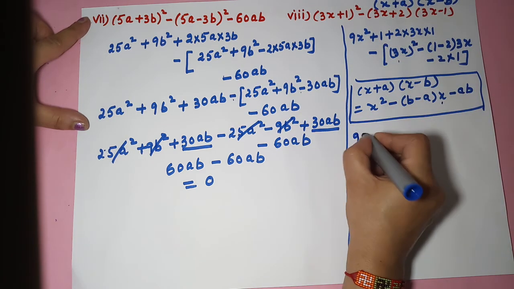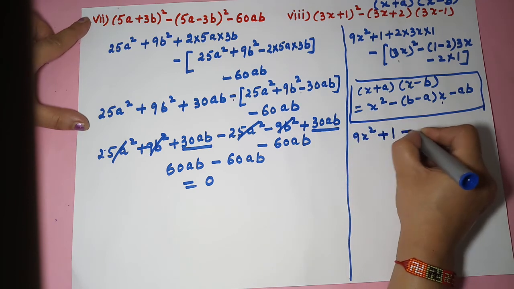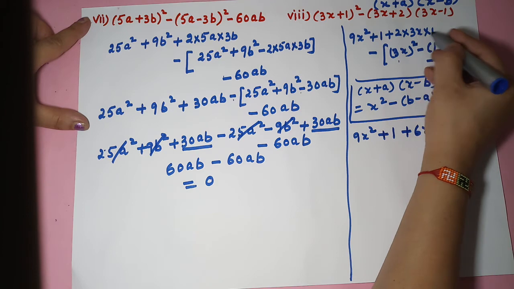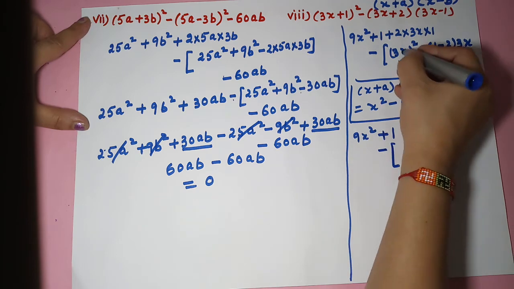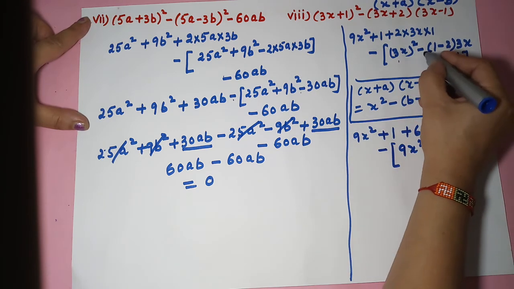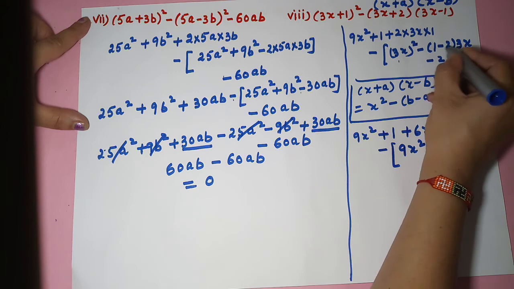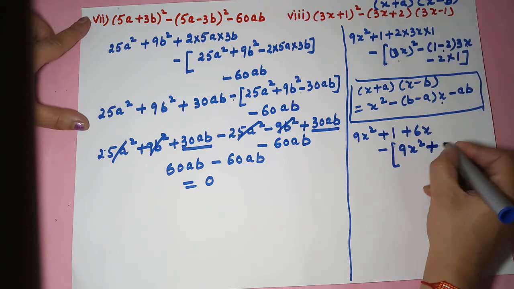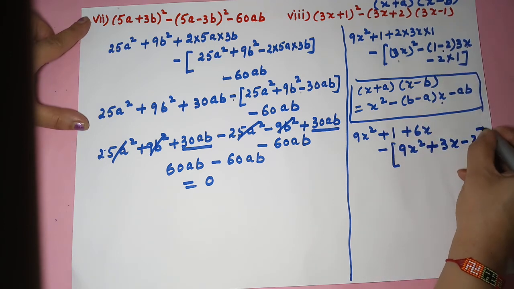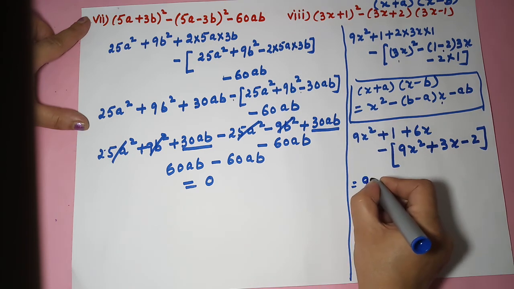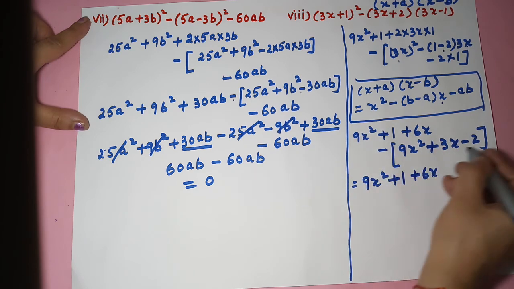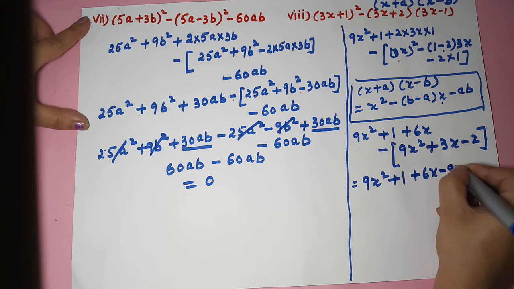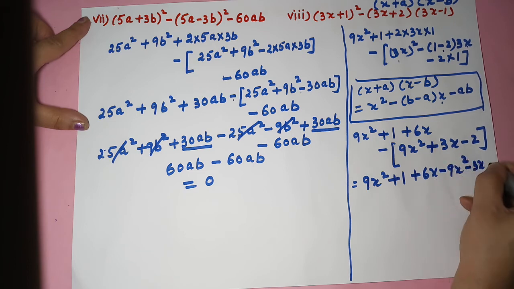here 9x square plus 1 plus 6x, because 2 into 3x into 1 is 6x, right? And then we have minus, this is 9x square, this will become minus 1. Minus 1 into minus becomes plus 1. Plus 1 into 3x becomes plus 3x. And then minus 2. Right? Now we will get 9x square plus 1 plus 6x. Now we will multiply by this negative sign. So this will give me minus 9x square, minus 3x and plus 2.